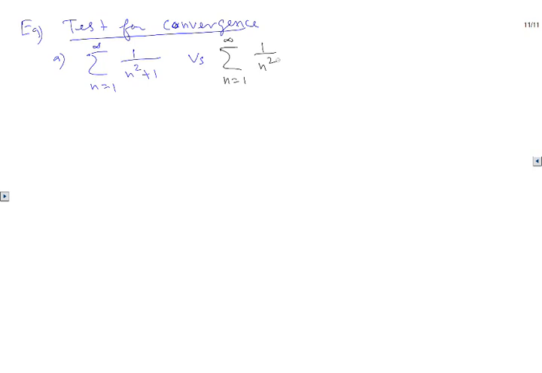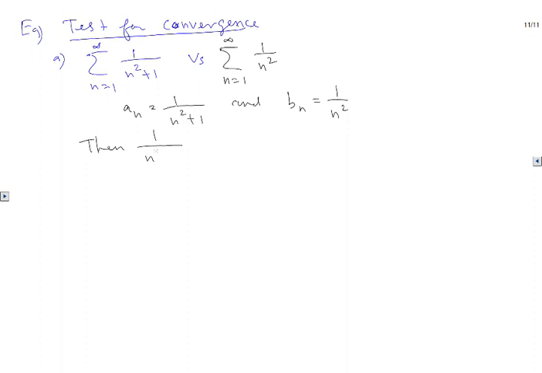Now, fortunately, in this case we have a_n, which is 1 over n squared plus 1, and we have b_n, which is 1 over n squared. So then what do we know? What's going to happen?